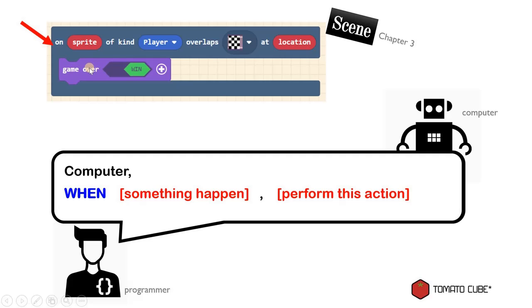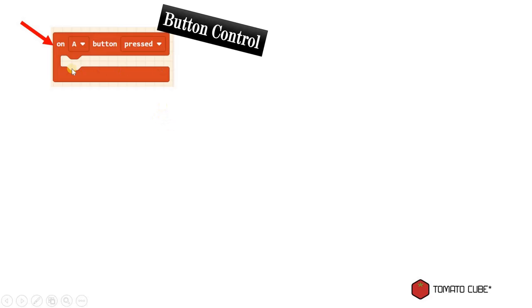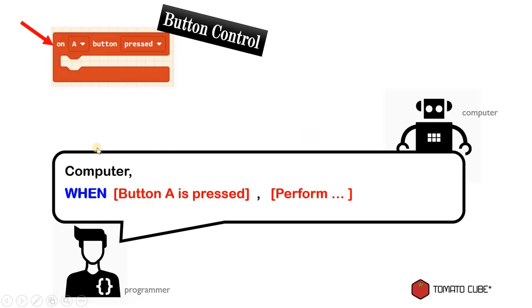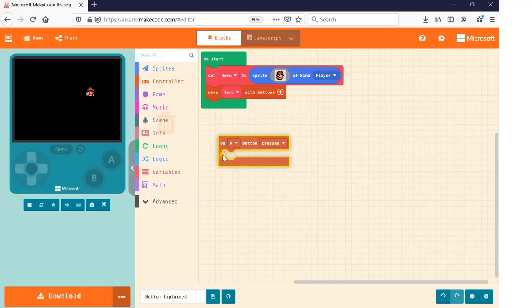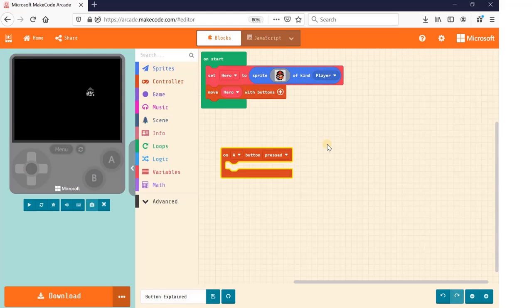Similarly for the button control, we use the on block because we want to tell the computer, when I press button A, perform something. Right now the something is empty. On A button press, there's nothing going on inside the block, so we are going to put something in there. Going back to MakeCode, we're going to use this on block to tell the computer that when button A is pressed, do something. So we're going to drag it out here.